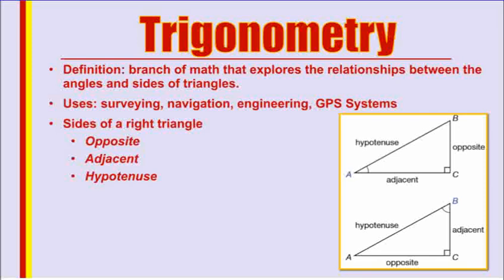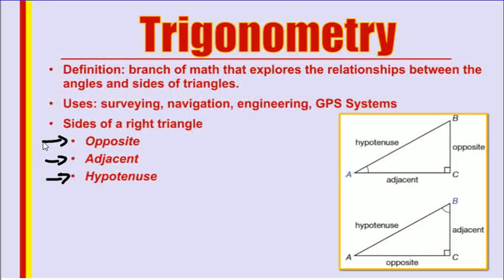And when would we use trigonometry or these skills in real life? If you're doing anything with surveying, like surveying the land, navigation, engineering, working with GPS systems, they're all going to be making use of trigonometry. So the sides of a right triangle, the vocabulary words that we're looking at today are opposite, adjacent, and hypotenuse.